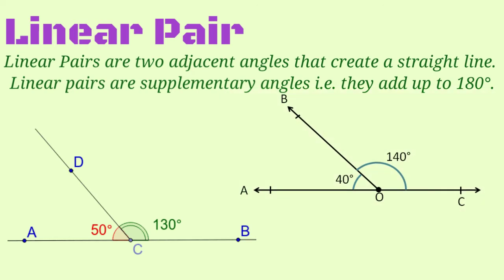Angles BOA and BOC are two adjacent angles whose values are 40 degrees and 140 degrees respectively. If you add 40 degrees and 140 degrees, you will get 180 degrees. It means together they make angle AOC, that is 180 degrees. It means that AOC or AC is a straight line. So we can say that the two adjacent angles BOA and COA are a linear pair because they are making a straight angle, that means 180 degrees.